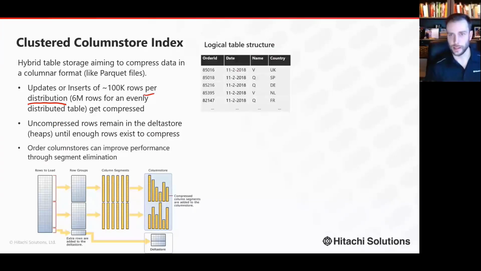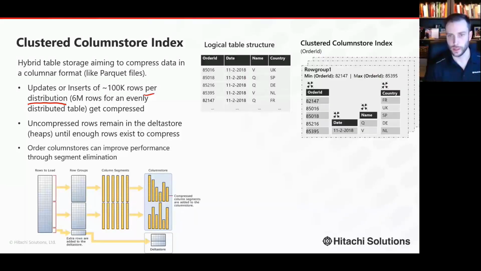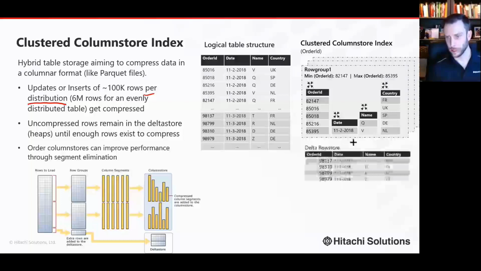Just as an example, let's say we have this table structure on the right, and imagine that's 100 million rows. We define that as clustered column store. Under the hood, it's storing it in this columnar format, where it's storing the distinct values per column. Then let's say we perform a small insert into that table, maybe 100,000 rows. That data will actually get stored in the Delta row store, because it wasn't large enough to meet that threshold to build another row group in the column store. And so it stores it in heap format.